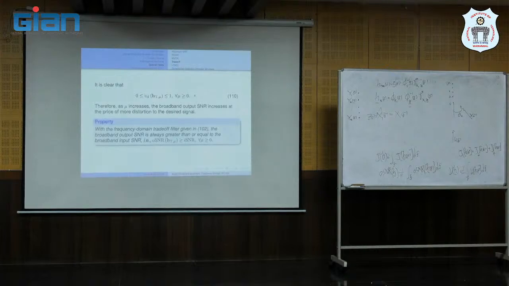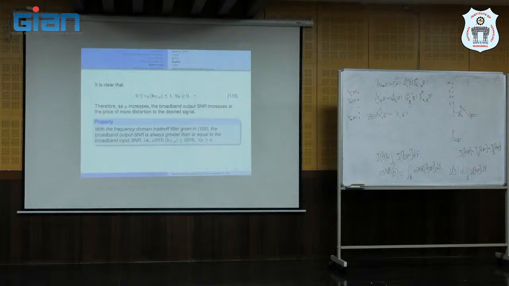The MVDR. Okay, so the MVDR is the most limited in the amount of noise that it reduces. The MVDR. Why? Because we don't want to distort the signal. So we said that the MVDR is obtained when mu equals 0, right?